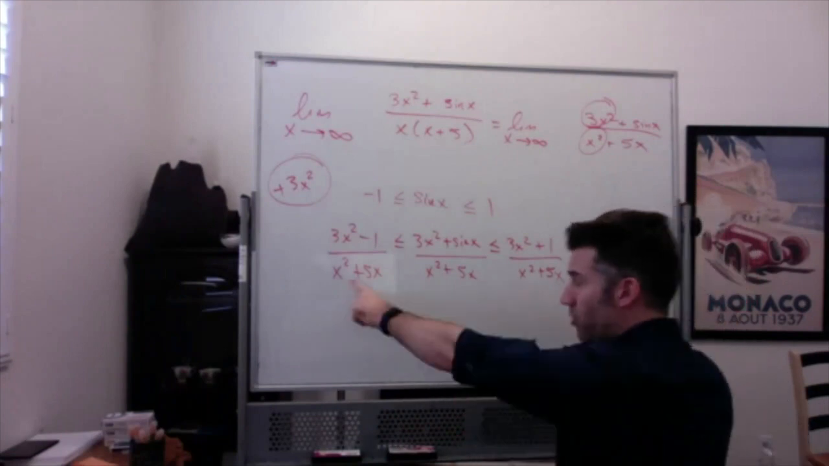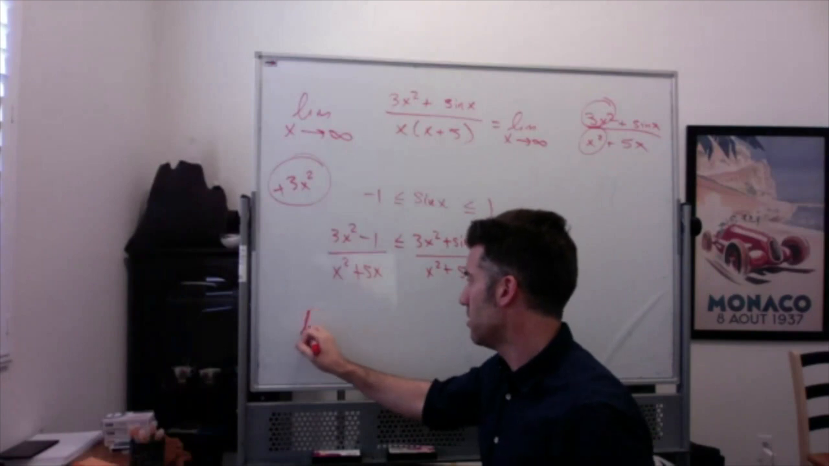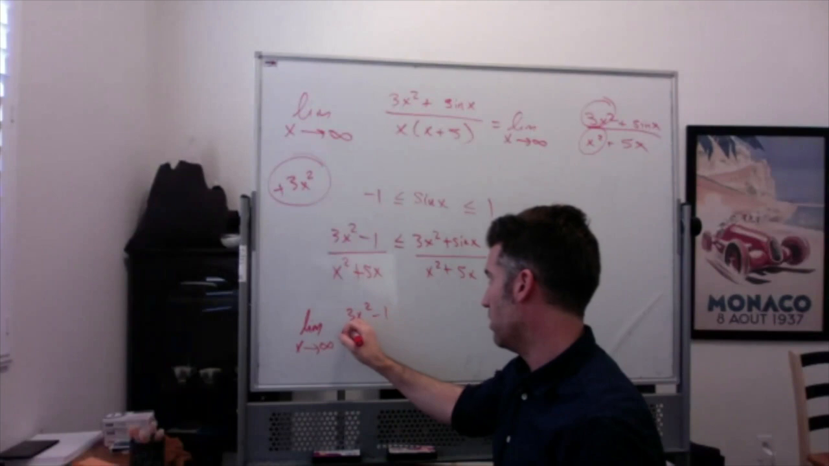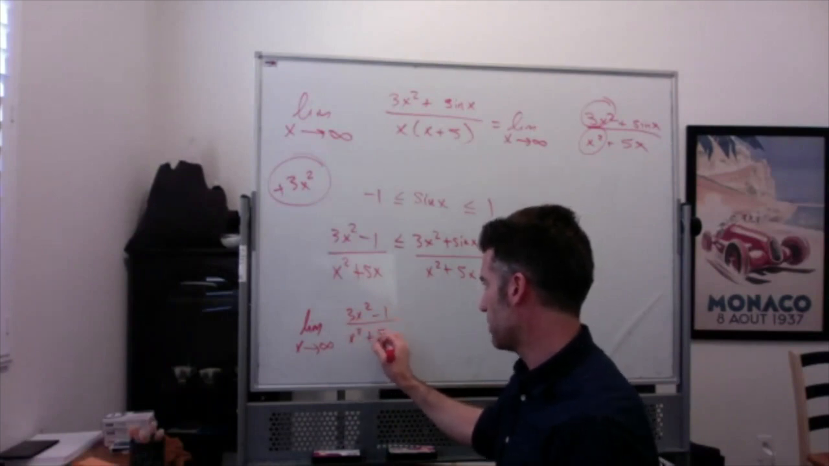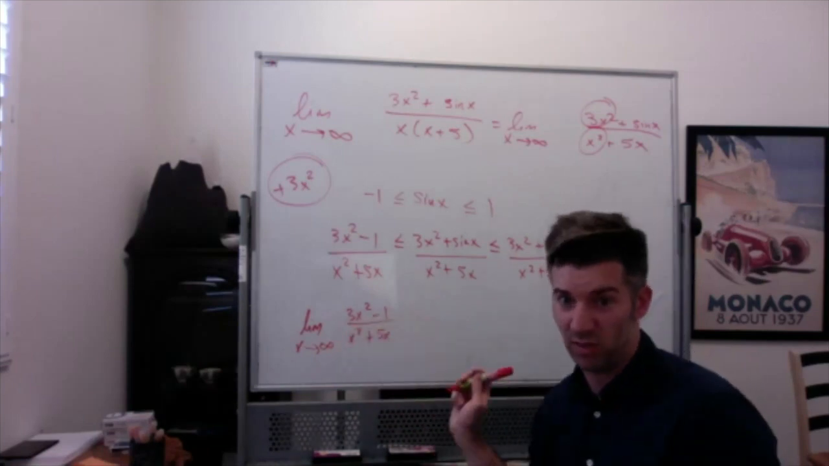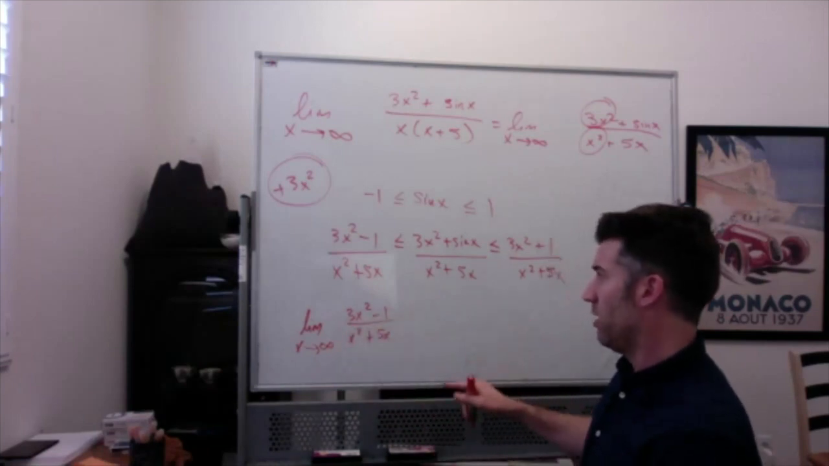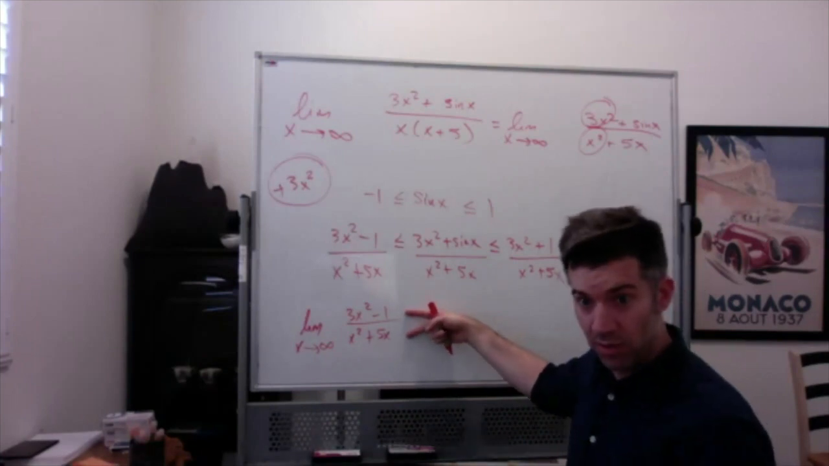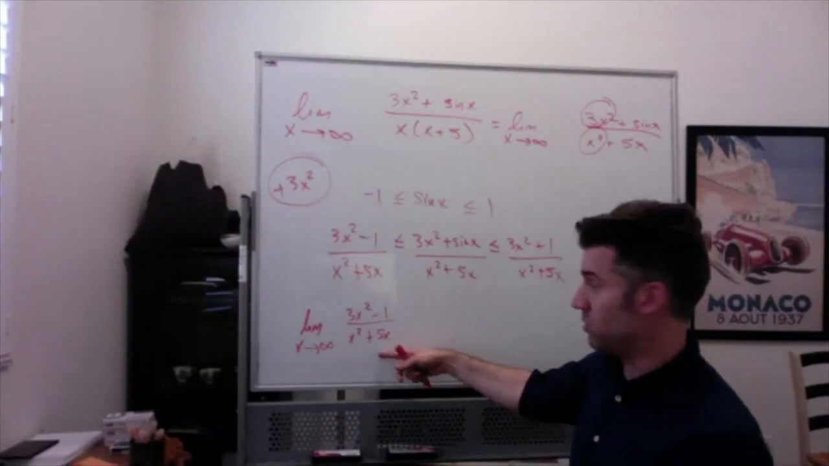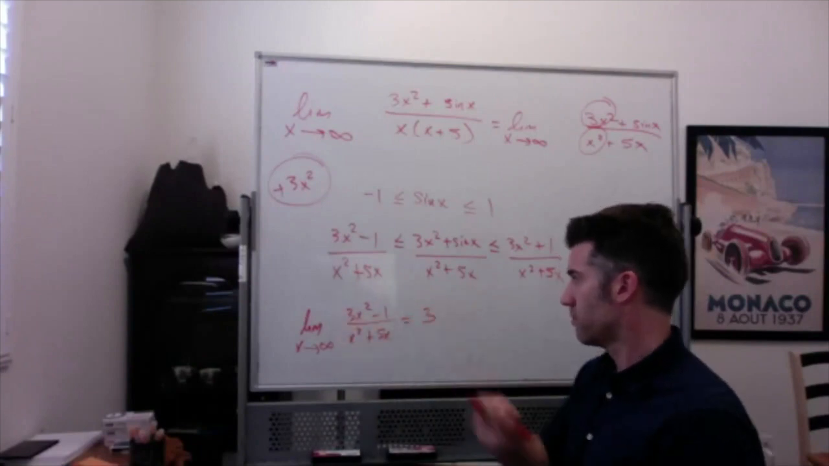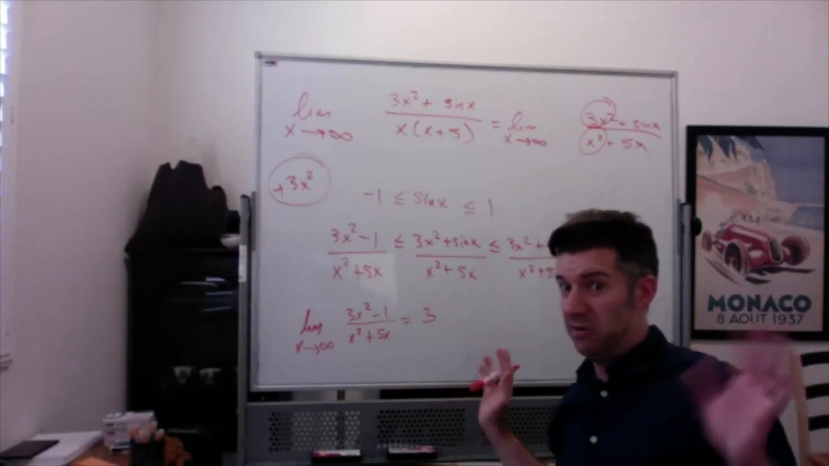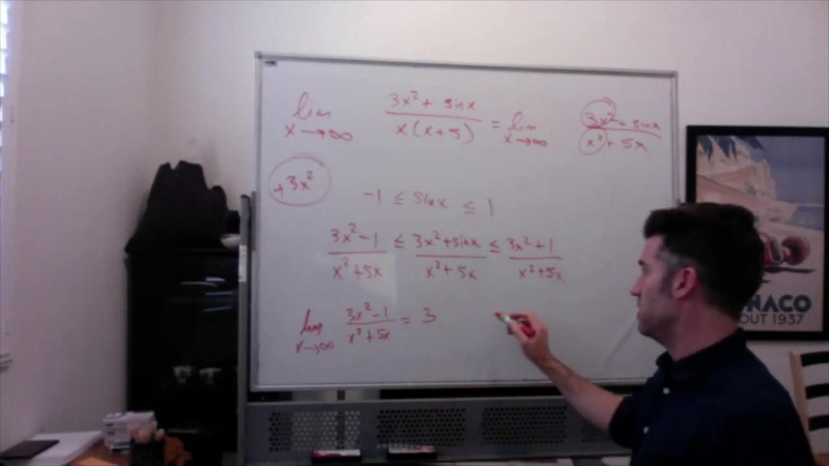So I'm going to take the limit as x goes to infinity of 3x squared minus 1 over x squared plus 5x. Now, I think in a squeeze theorem problem like this, you shouldn't have to show the work of dividing everything by x squared. I think you should just be able to say, oh, look, it's a rational function now for real. The degree on top and the degree on the bottom are both 2. So the limit is the quotient of the leading coefficients, which is 3 over 1. I think you should just be able to say it's 3 without having to show the work. But if your teacher thinks you have to show the work, then do whatever you need to do.